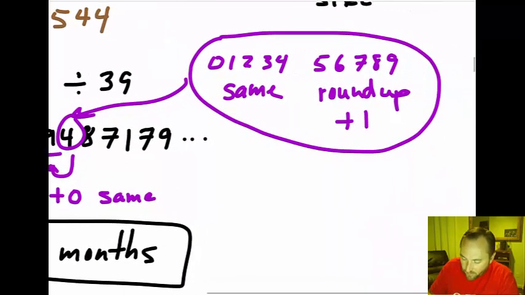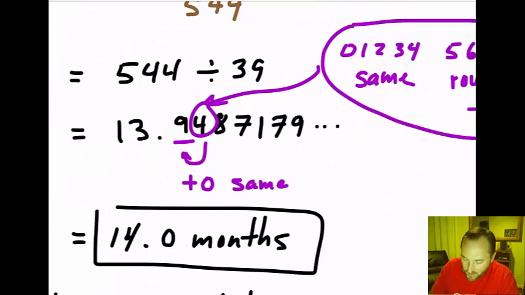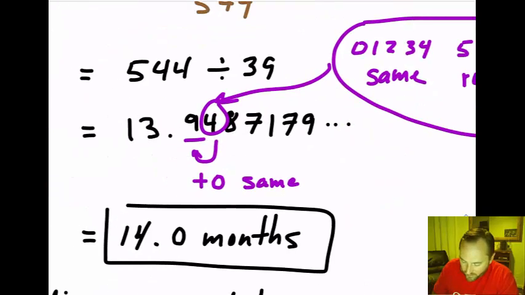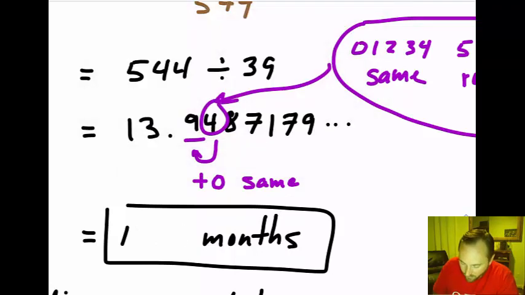But if the number to the right of the 9 is 5, 6, 7, 8, or 9, I want to add 1 to that. So again here I've got a little bit of error, so I apologize. I think I got sidetracked thinking, but the answer should be, because that's a 4 to the right of the 9, this makes this 13.9 months for the solution.